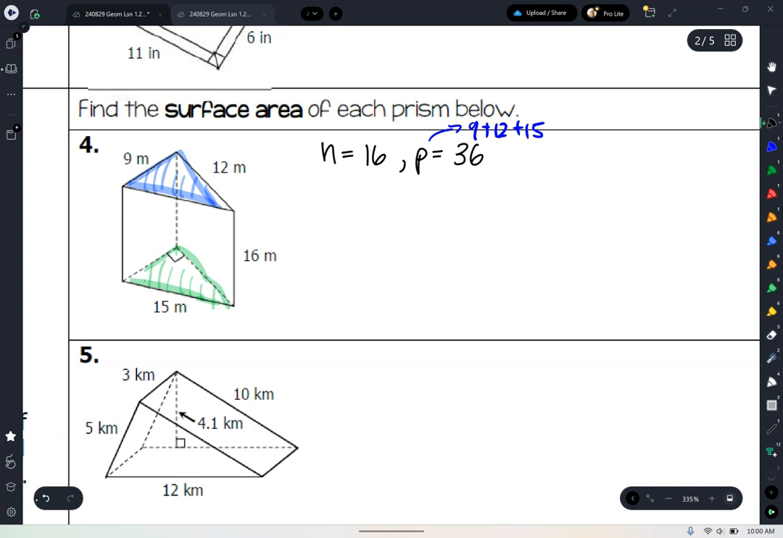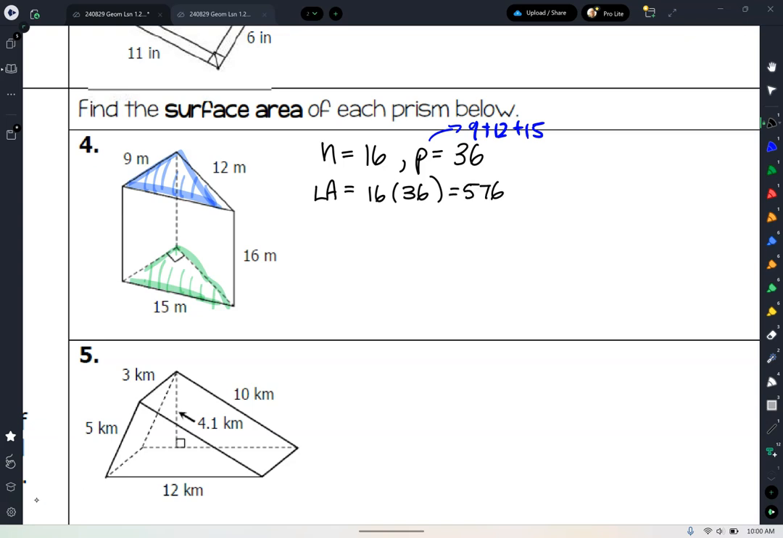Okay, cool. So then that means that the lateral area is just going to be the height times the perimeter. So you do that. And we get 576, which ends up being meters squared. Now look, here's the deal. This number represents the area of this plane plus the area of this plane and also the area of this plane. Well, that's kind of convenient, huh?